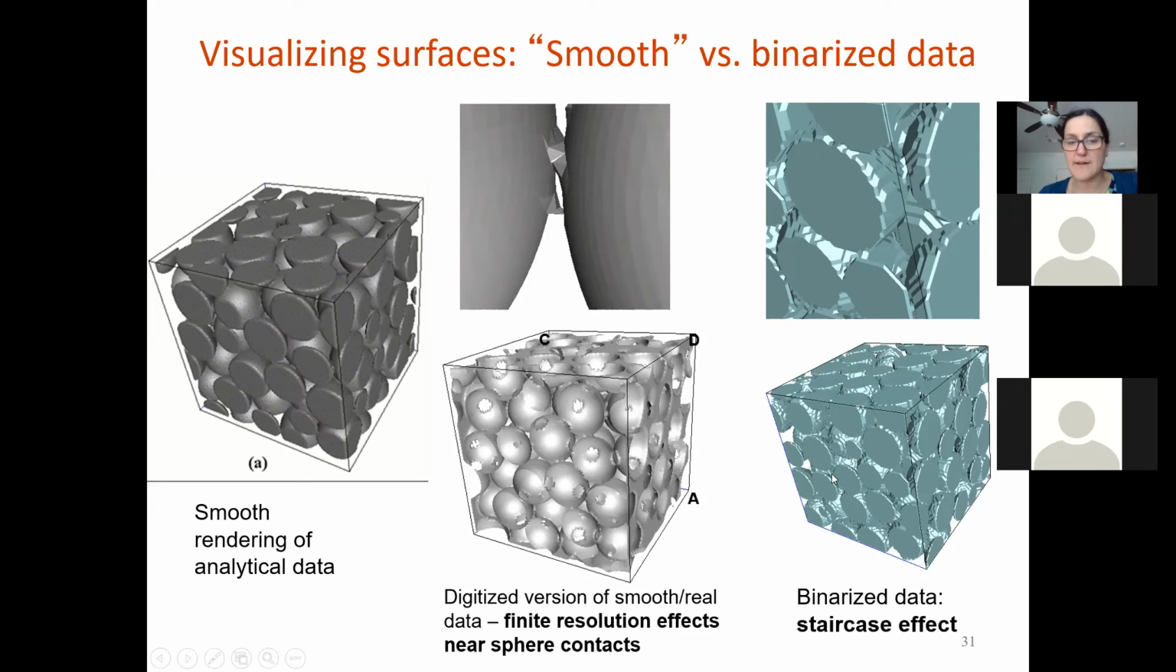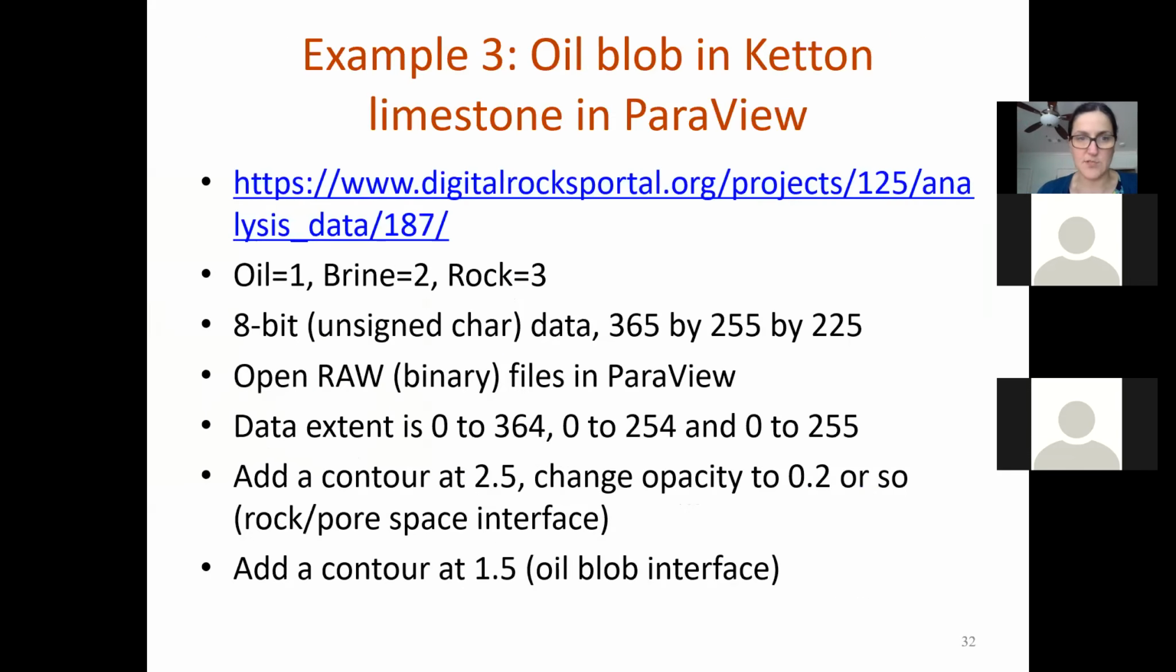Or if you have binarized, so this is even when you have smooth data, that's finite resolution near a point contact. And then we have a staircase effect in the case of pure binary surfaces, because if you have zeros and ones, or just two values, that's going to result in triangles that are essentially either aligned with the grid or at 45 degrees to it. And that's what you see in these images.